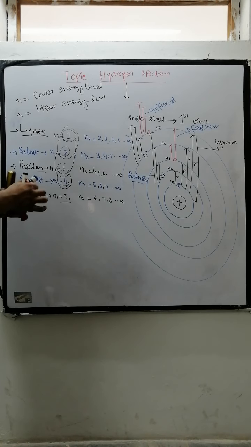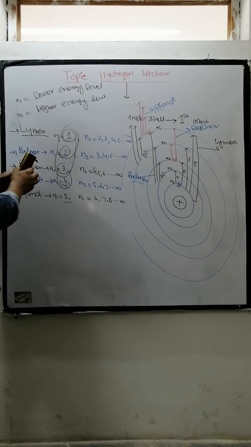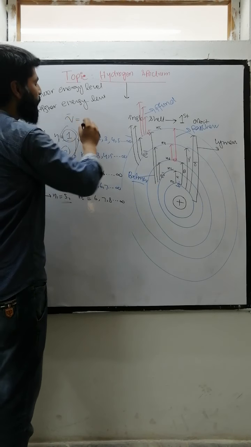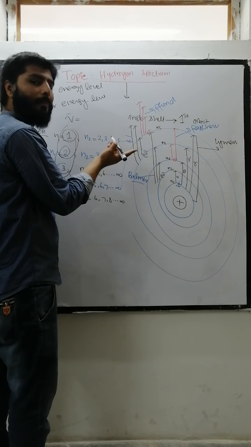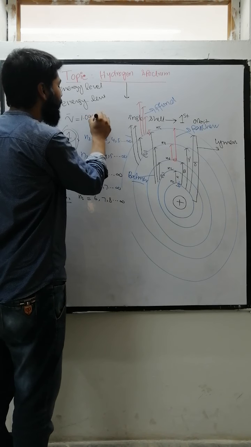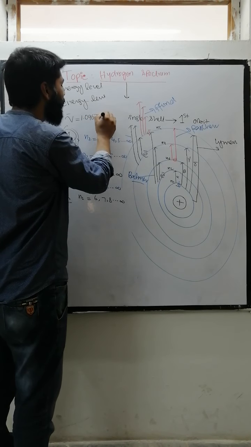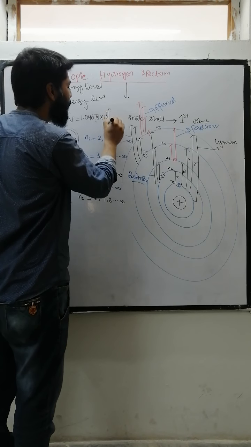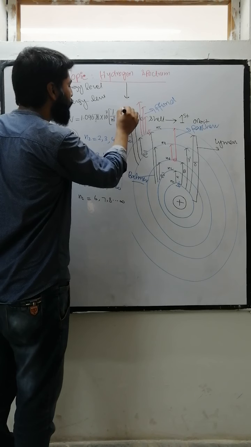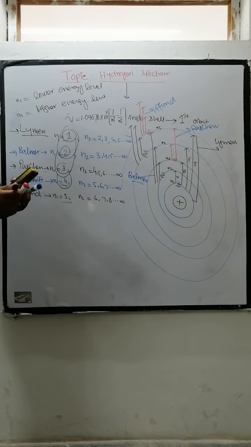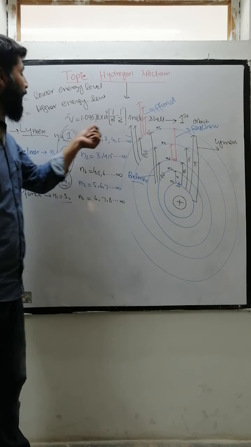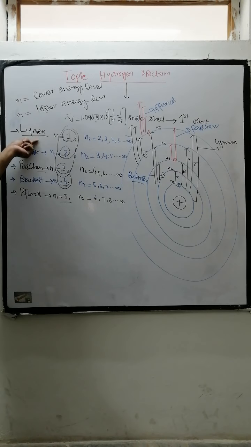Now students, we are interested in finding the value of wave number. Nu bar is equal to R, the Rydberg constant, having the value of 1.09678 into 10 raised to the power 7, into 1 by n1 square minus 1 by n2 square. Students, by putting the values of n1 and n2, you can easily find the wave number for the respective series.